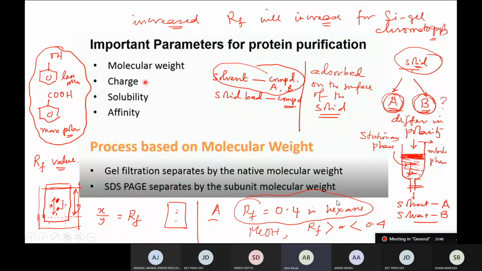So now let's see. As I was telling, if there are two compounds which are very close to each other in Rf in a particular solvent, then their separation will be difficult, but not impossible. If there is any separation, they can be separated, but you have to be very careful.